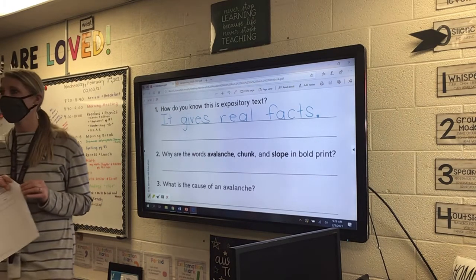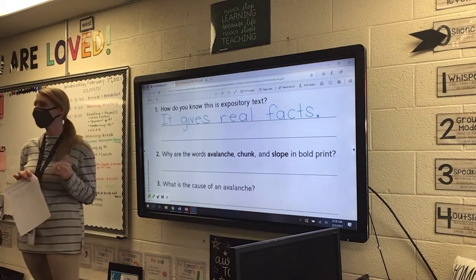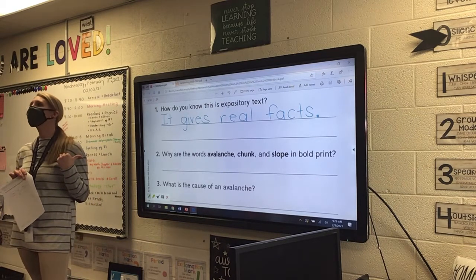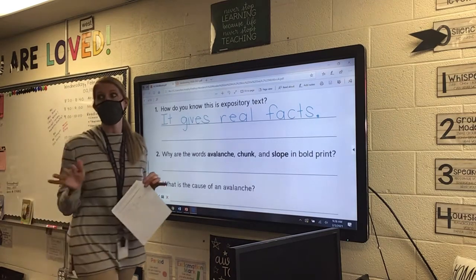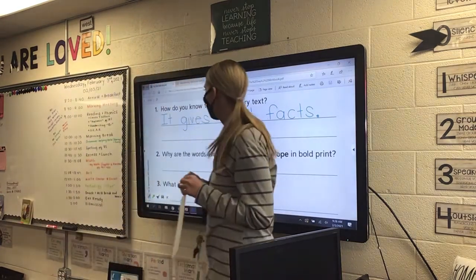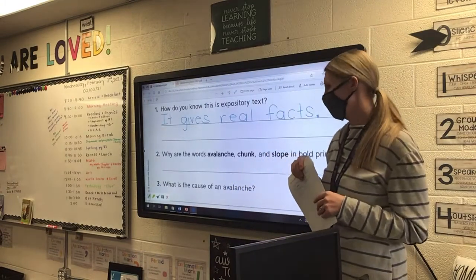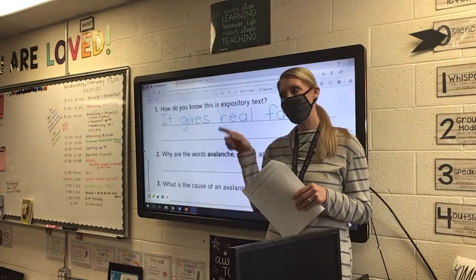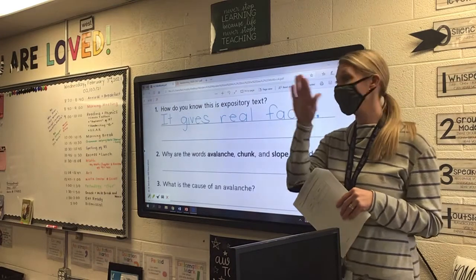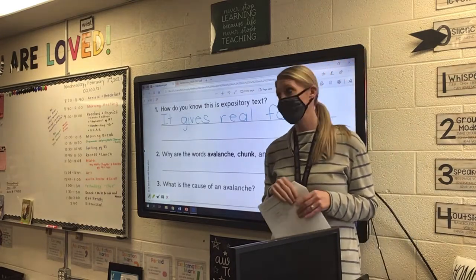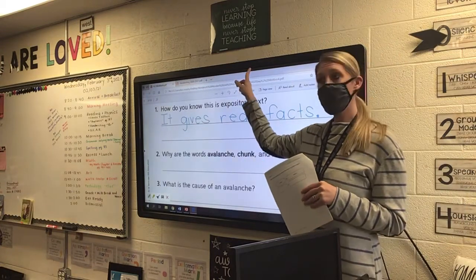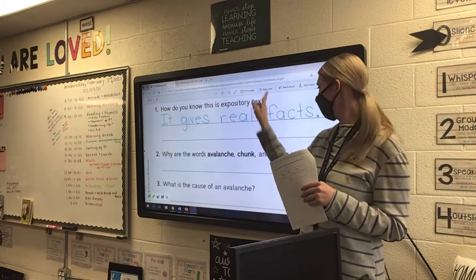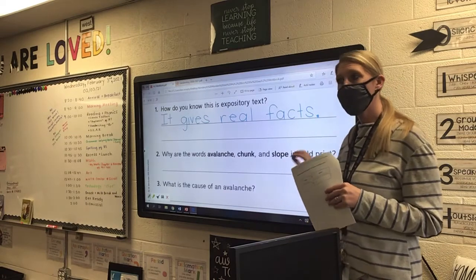All right, second graders, I'm gonna ask you one more time. I want you to say it all together. How do we know this is an expository text? Good job, real facts. The whole thing. Next time you won't forget it. Number 2. Why are the words avalanche, chunk, and slope in bold print?